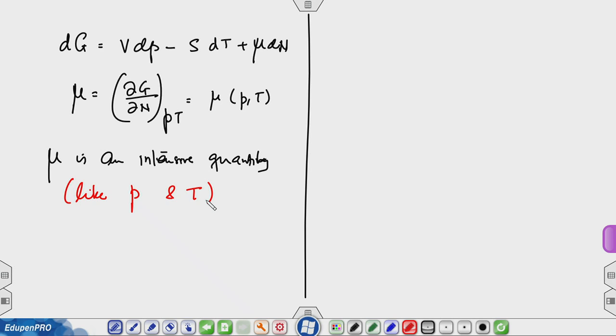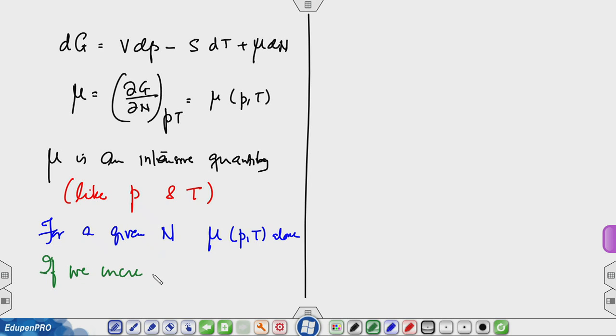Now, since mu is a function of P and T, it does not depend on N. For a given N, mu is a function of P and T alone. Now, if we increase the system size, let's say we double it, mu remains the same because it's an intensive quantity.